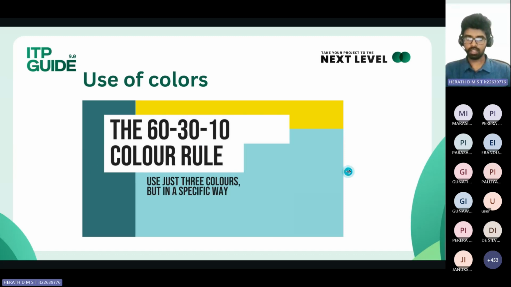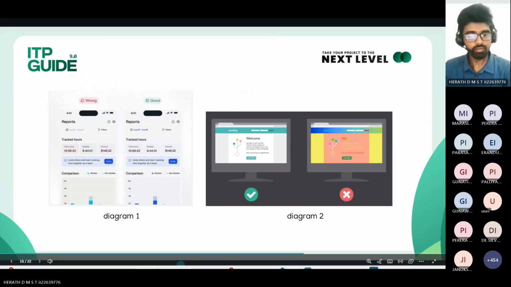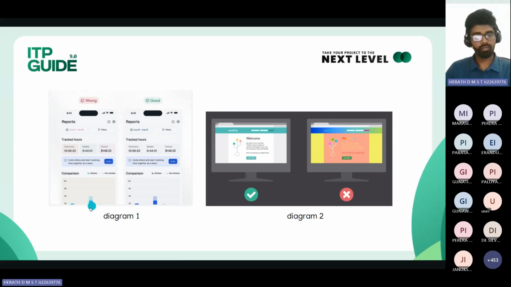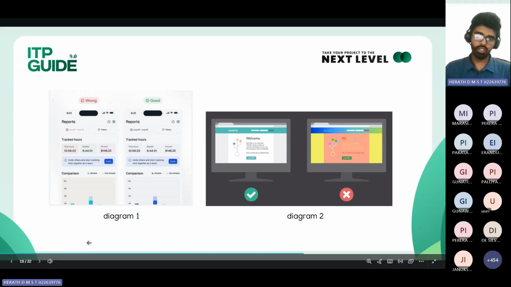Likewise, let's analyze this further in these images. In diagram number 1, you can see two designs. In the first one, many colors are used, but in the second one, there are only a few colors. It concludes the idea about the 60-30-10 rule, because the first one is kind of messy and unorganized, while the second one gives you a clear feeling. So make sure to follow this rule when you're designing your website.